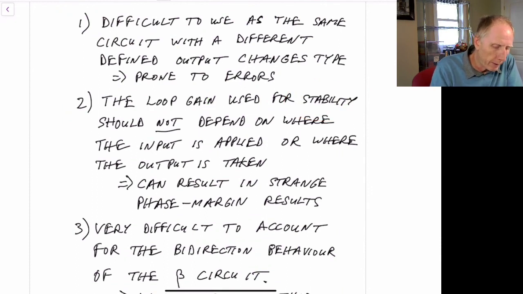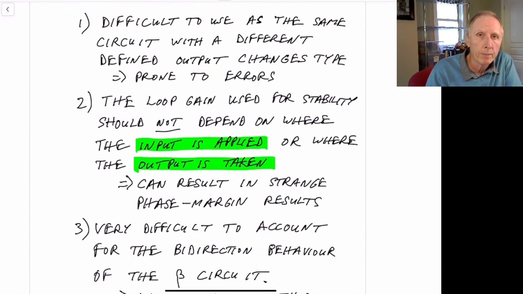Now the stability should not depend, and does not depend, on where the input is applied or where the output is taken. So if I give you a circuit and I zero my input and I don't tell you where the output is, you should be able to look at that feedback circuit and tell me how stable it is, whether it's got a good phase margin, not a good phase margin, and things like that.